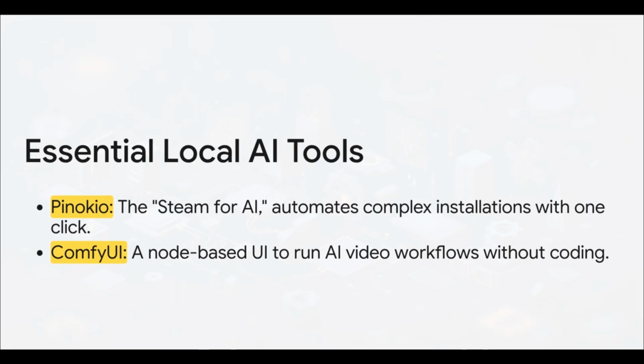First, Pinokio. It's amazing. Think of it like an app store for AI. It turns what used to be a total nightmare of code and command prompts into a simple one-click install. Then you've got Comfy UI, which is your visual playground. It lets you connect all these different AI models and processes together, kind of like digital Legos.